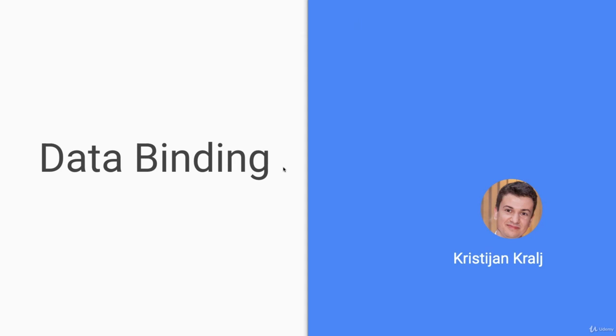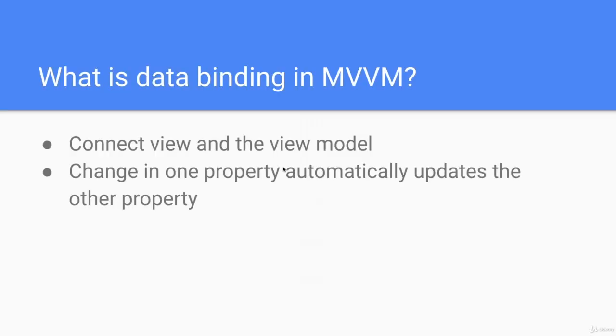In this lecture, we are going to talk about data binding and communication between view and view model. What is data binding in MVVM? Data binding is a concept to describe how to connect the view and the view model. The property in the view is connected with the property in view model in such a way that change in one property automatically updates the other property.